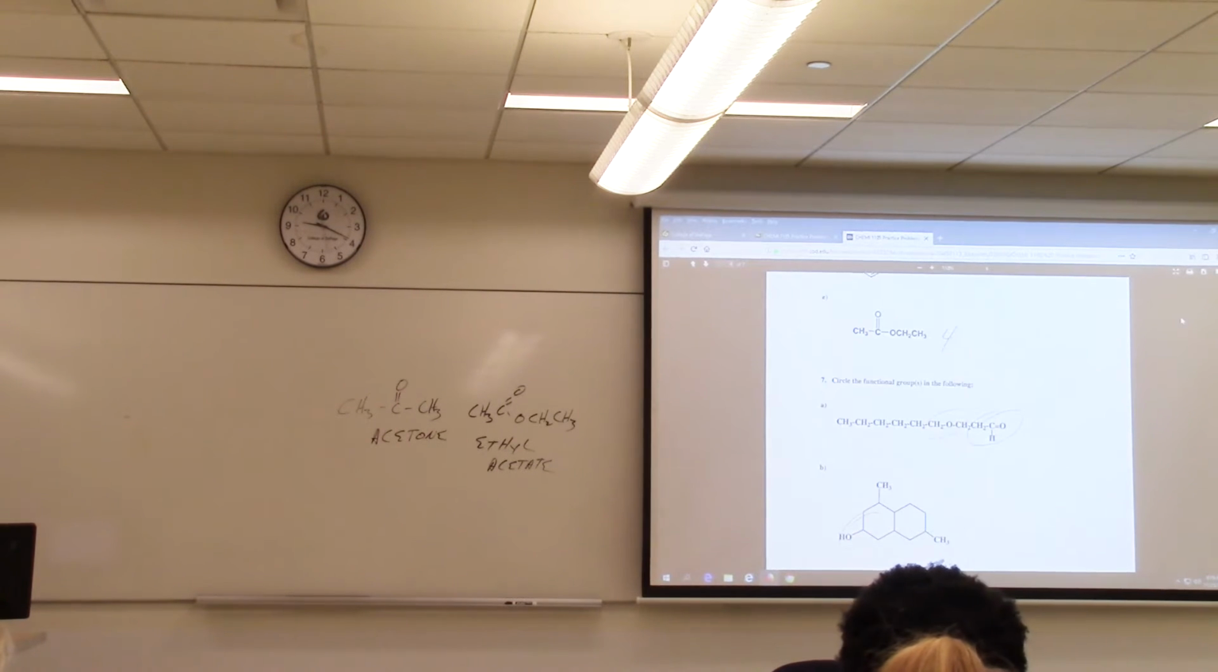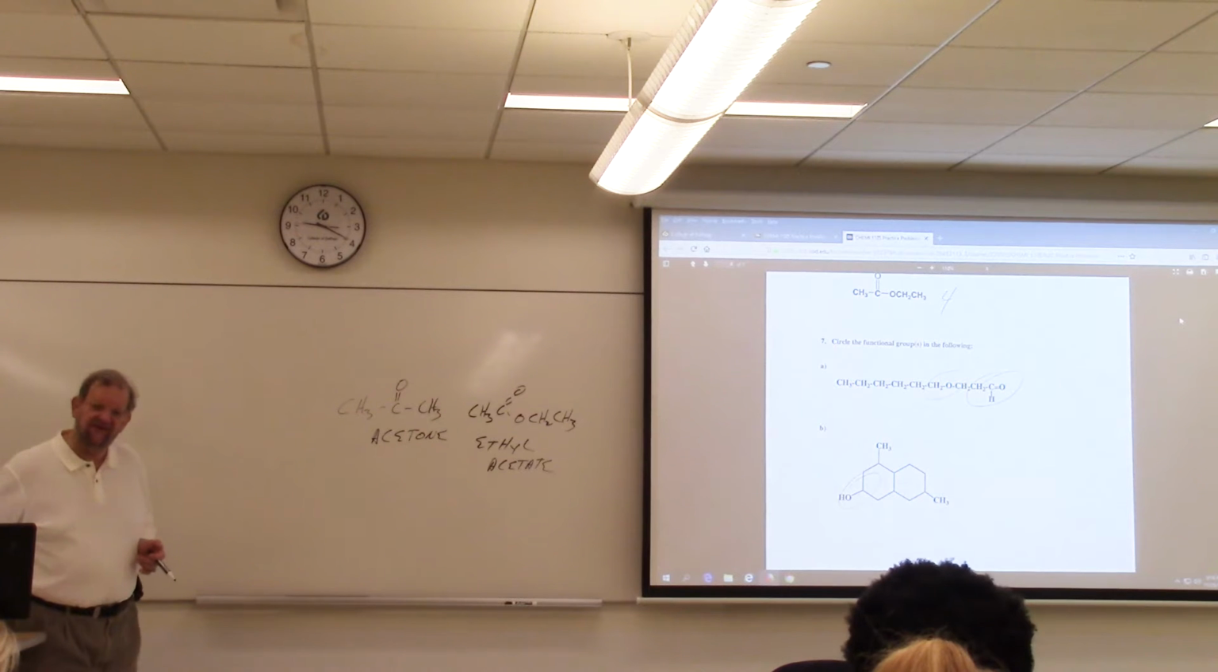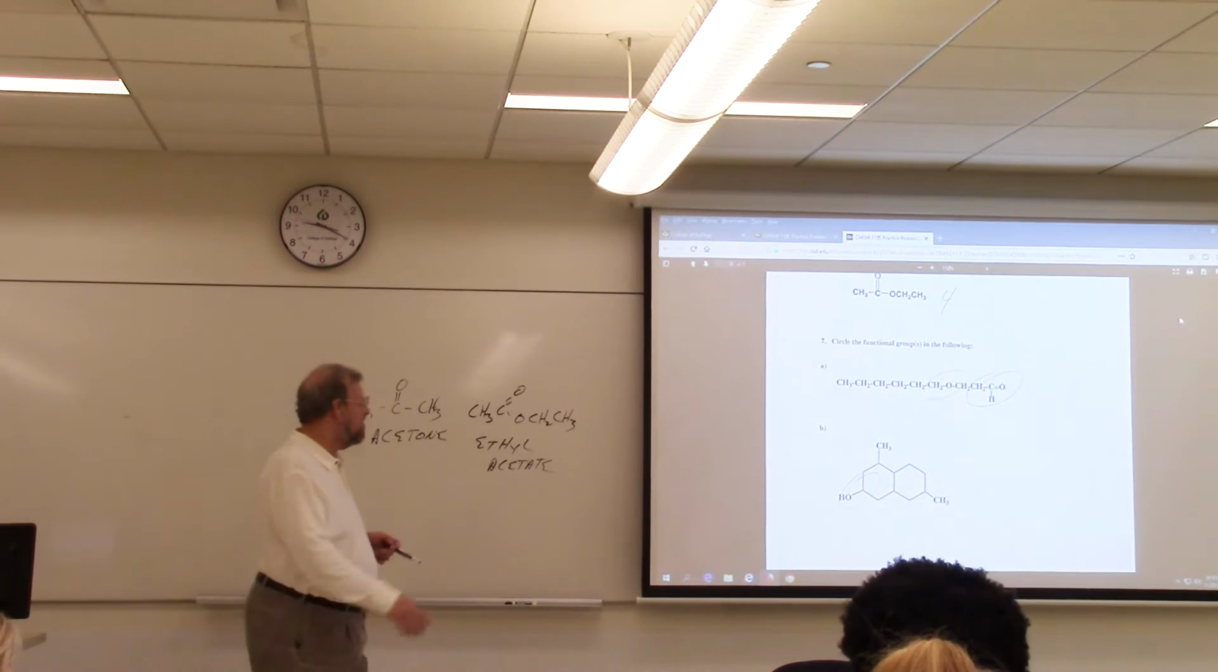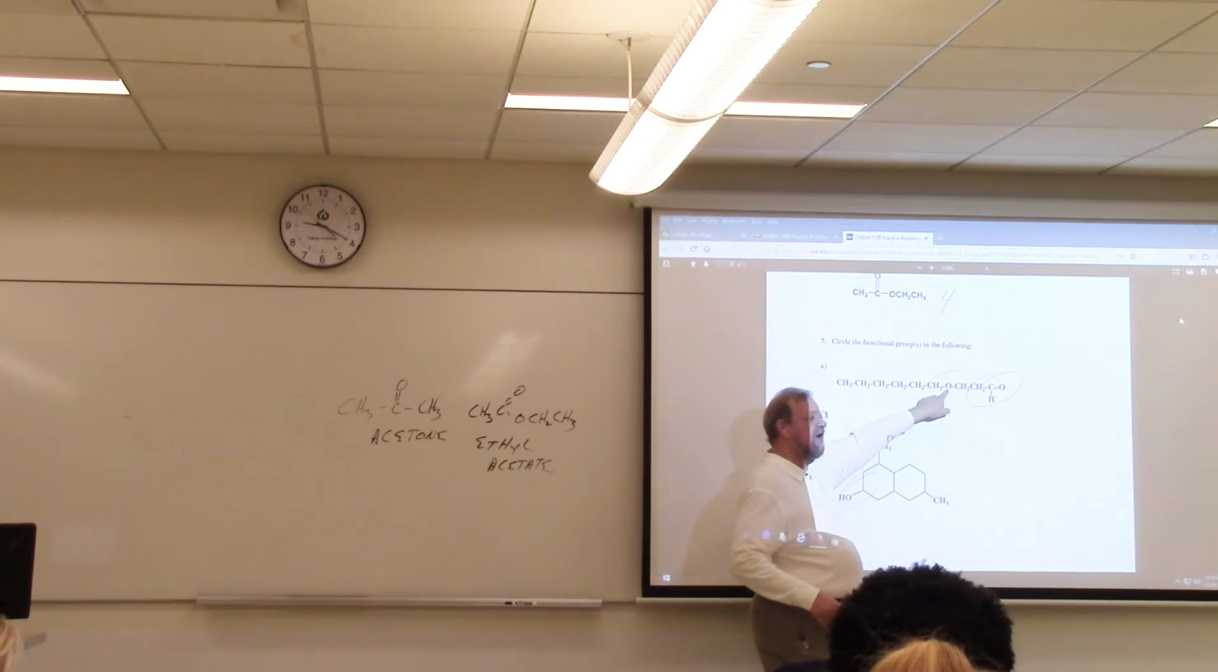All right, let's look at the following. Circle the functional groups in the following. How can you find a functional group? Simple. Look for what's not carbon, look for what's not hydrogen, and look for what's not a carbon-carbon single bond, because that's where all the fun is and the action, and it is. Now if we look at this molecule, carbon, hydrogen, carbon, oxygen.